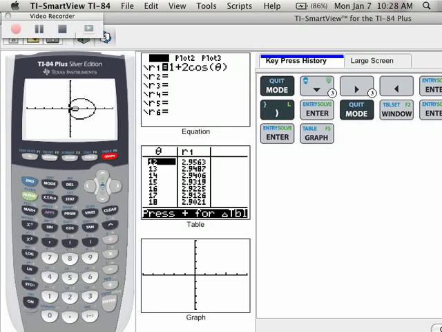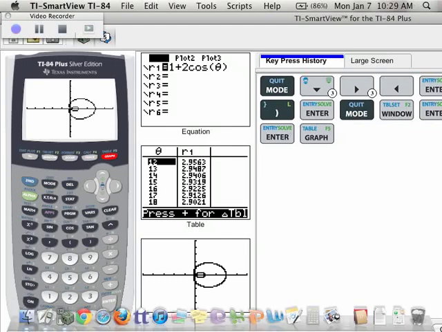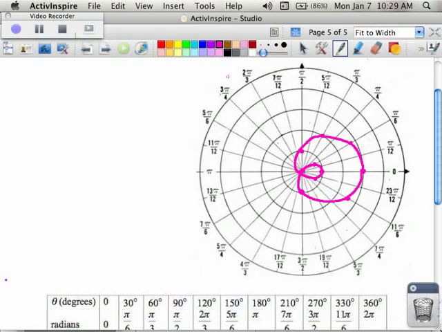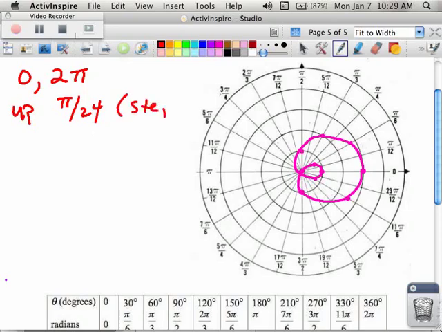Questions? You can also do it in radians. If you're going to go in radians, what I would do instead of what you see here is, if you're in radians, I would probably go from 0 to 2 pi. I'd go up by pi over 24. I don't know why this works really well, but I just know it does. So this is called your step, where this was your min and your max.